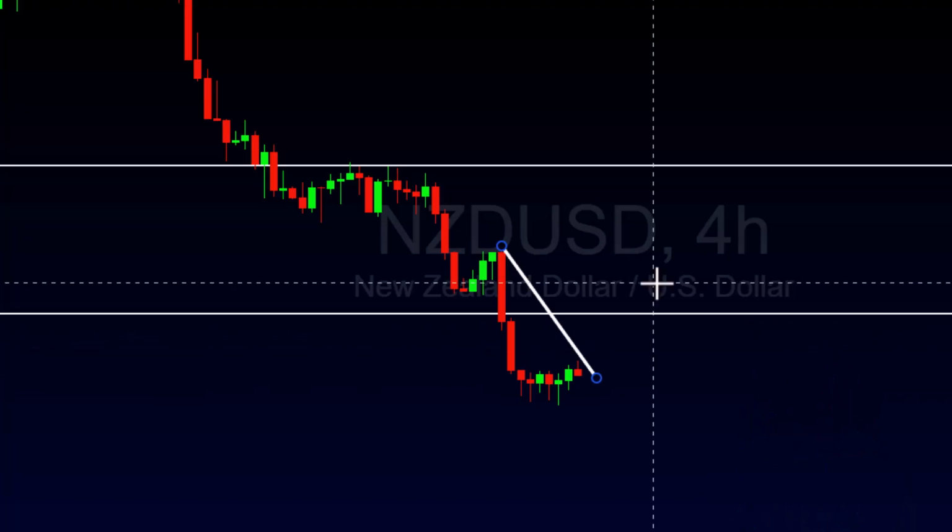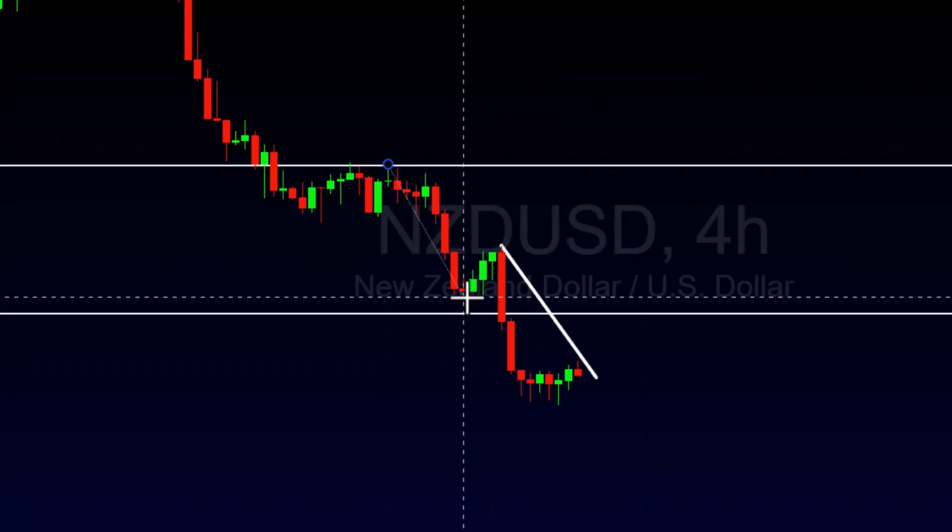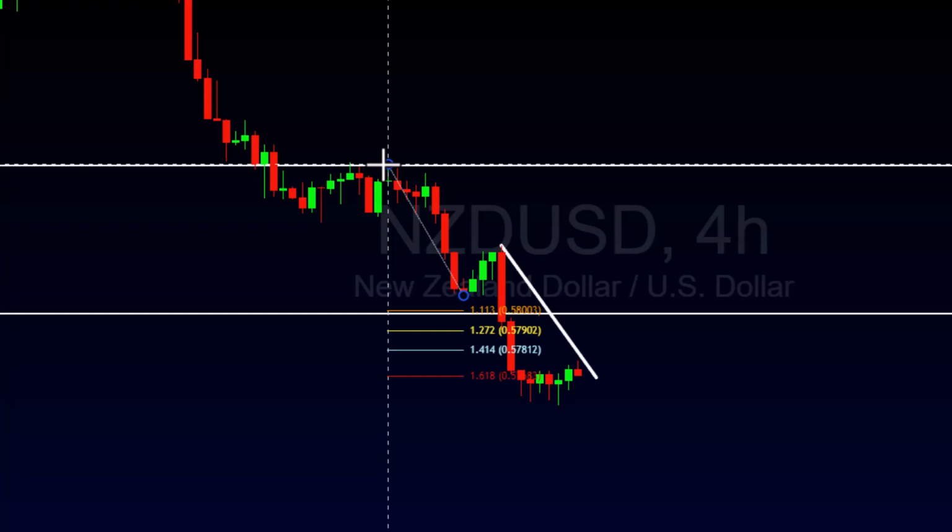Anyway, we have an AB equals CD pattern that completes right there. My guess is we're going to have a 1618 Fibonacci extension that completes right there as well, because I have these magical fib eyes. Look at that.